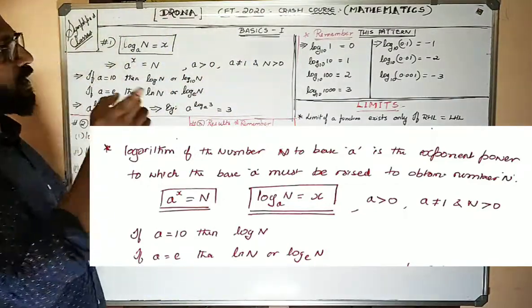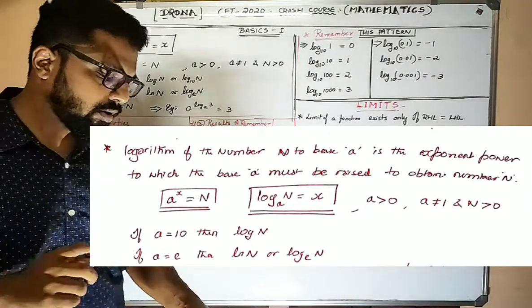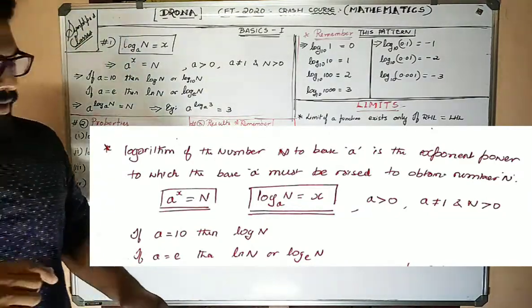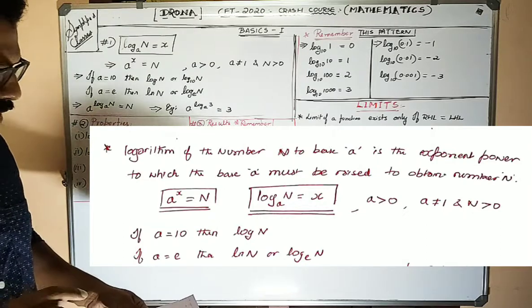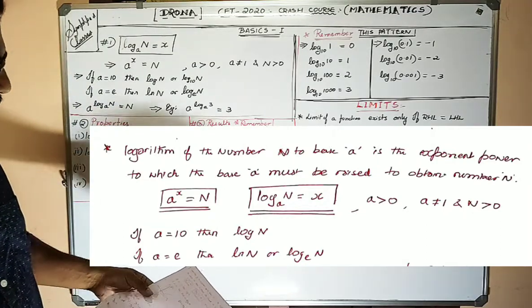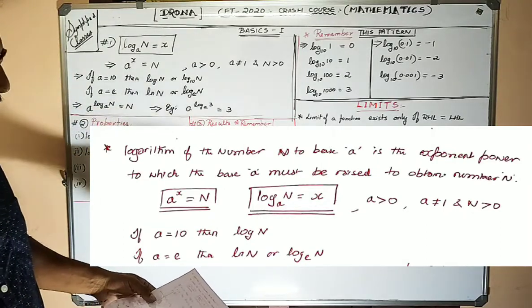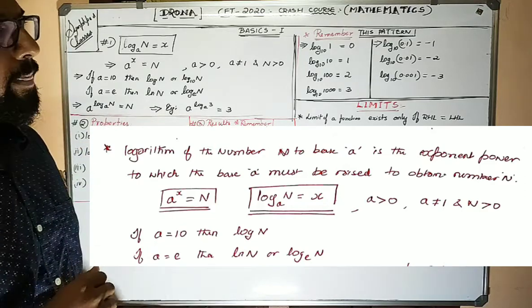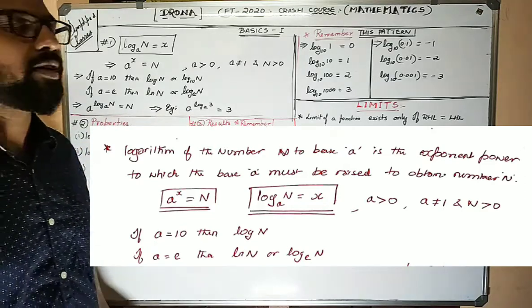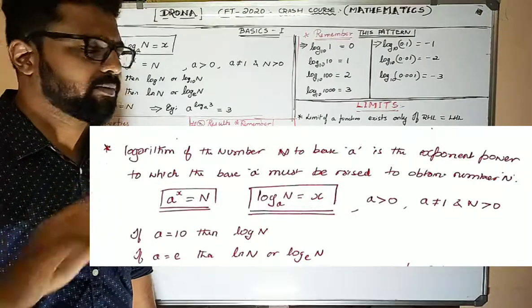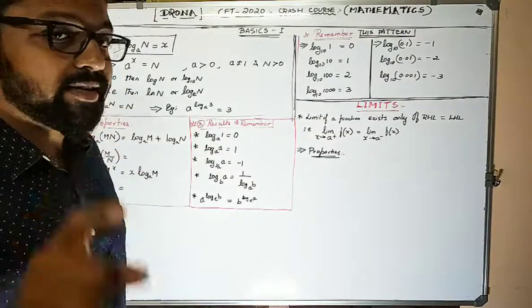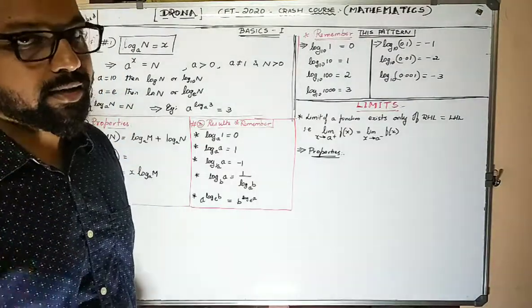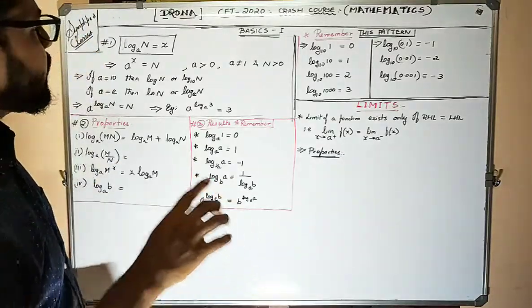Now in that page it says that the logarithm of a number n to the base a is the exponent power to which the base a must be raised to obtain the number n. Okay, very confusing, I know. The definition is not required. Don't remember the definition at all. Understand the definition. So now understanding comes into the picture. Understand what they are trying to tell.